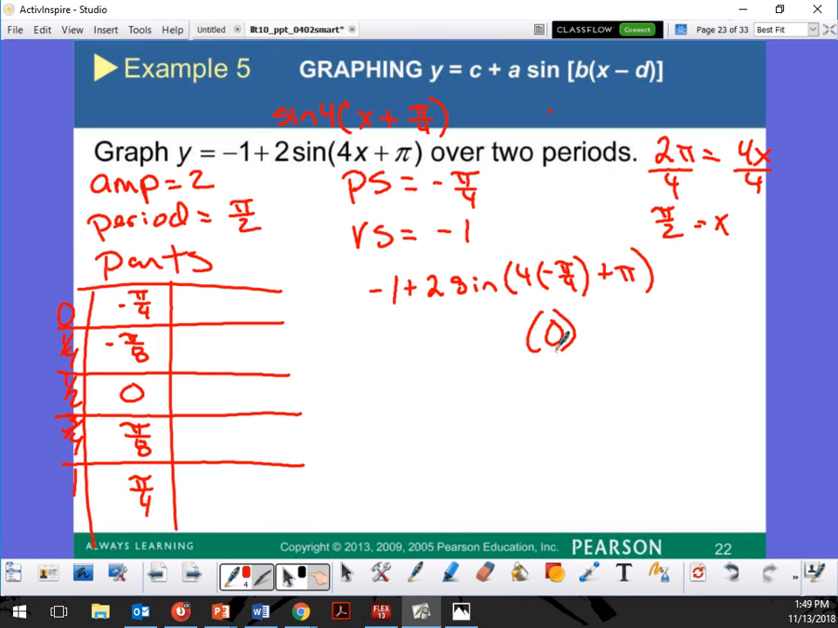What sine is 0? 0. 0 times 2, right there. So we get -1.